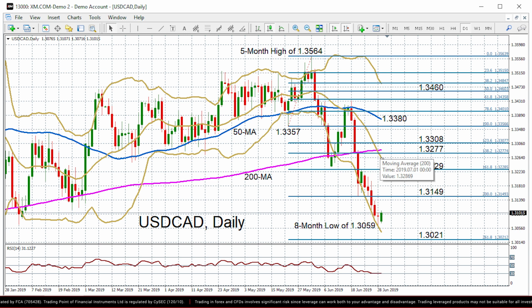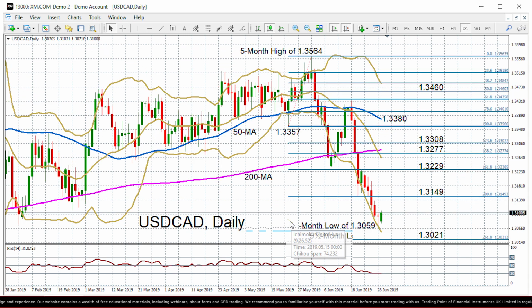In order to ease the current downside pressure on dollar CAD, we would need to see a climb towards the 138.2% Fibonacci extension at 1.3277, which is near the 200-day moving average and the middle Bollinger Band as well. And then in order to help restore the bullish picture, we would need to see a climb at least as high as 1.3380, which is where the 50-day moving average currently lies.